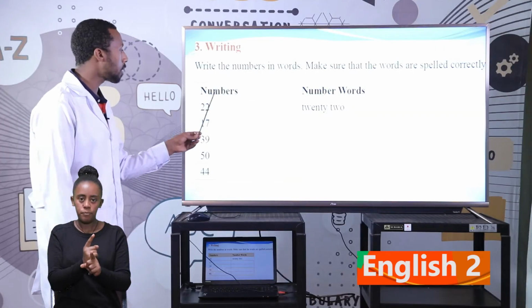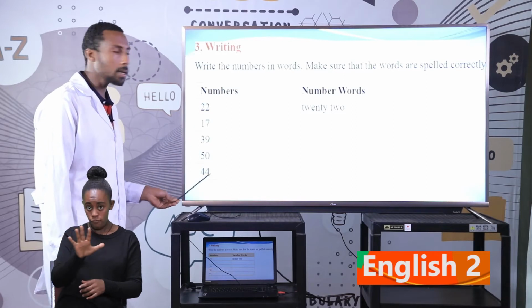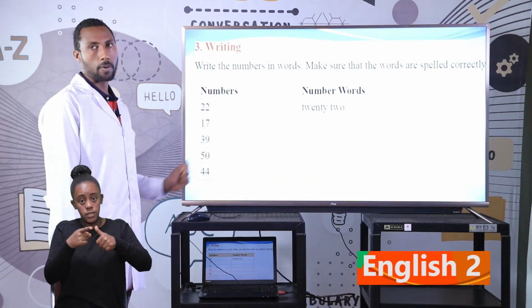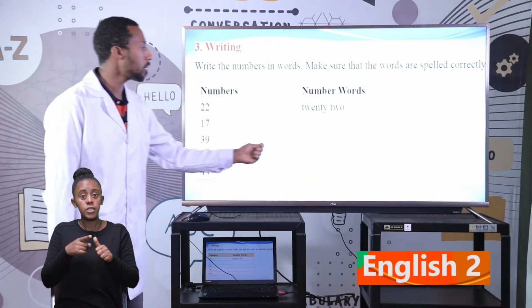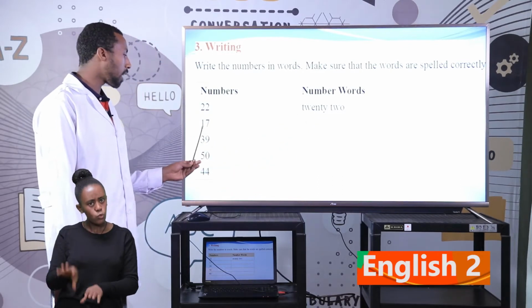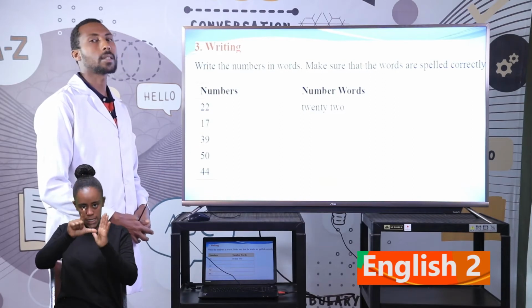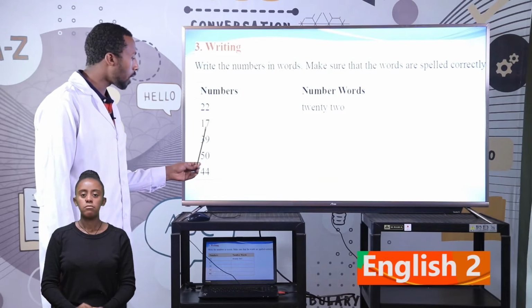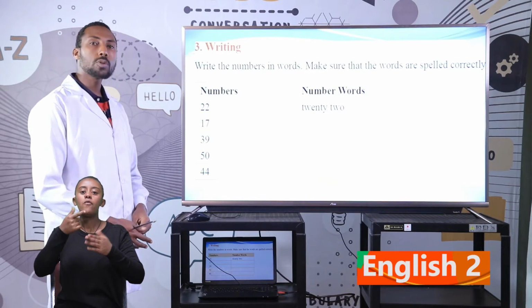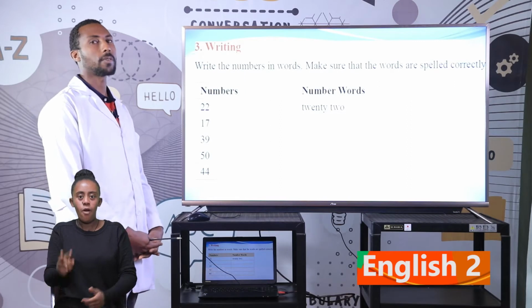Look at this one. There are 5 numbers here, and there is a space for number words. The first one is an example for you. The first number is 22. Student, what is the name of this number? I will give you 10 seconds for this question. You have to answer, and also how to spell it. I give you 20 seconds for this question.